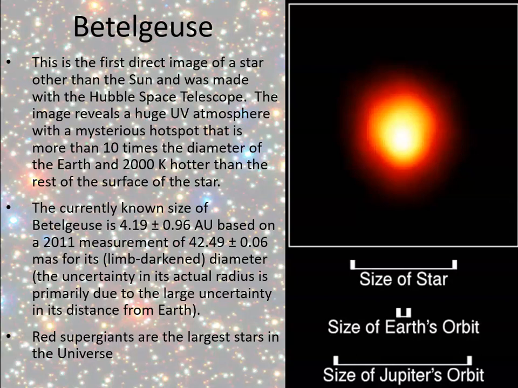Betelgeuse will eventually go supernova. And red supergiant stars, in fact, are the largest stars in the universe. The biggest ones can be as large as Saturn's orbit around the Sun, or even larger than that.